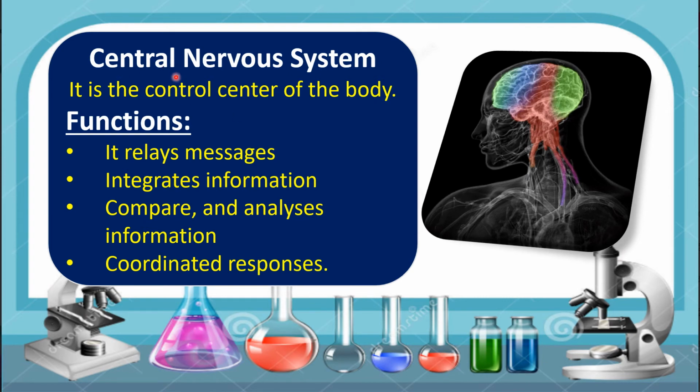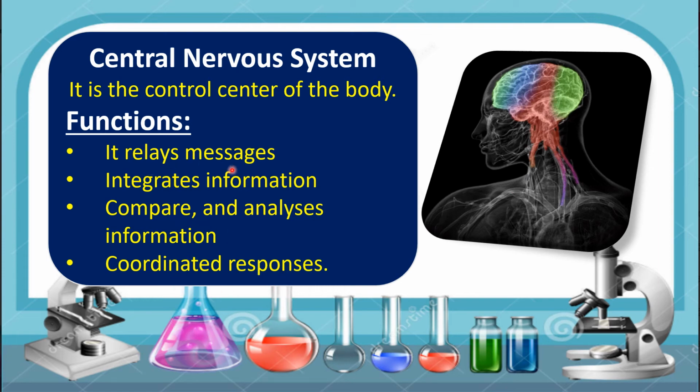Okay, so for today, we're going to focus only on the central nervous system, or the CNS. The CNS is the control center of the body. So what's the main function? It relays messages, meaning whatever messages we receive in or outside of our body will be relayed by our CNS. Then it integrates information: get the information, compare and analyze it. After that, coordinated response.